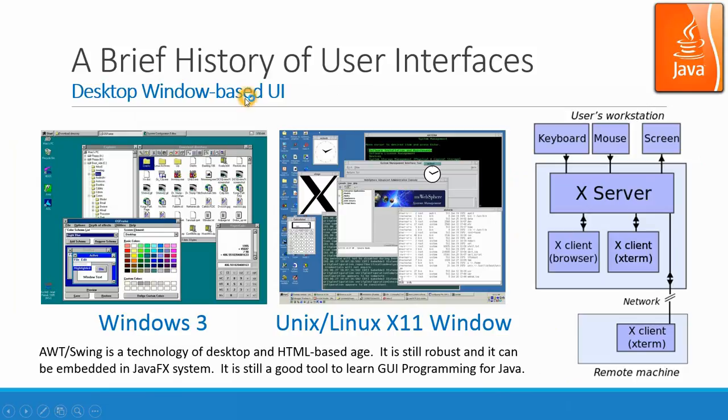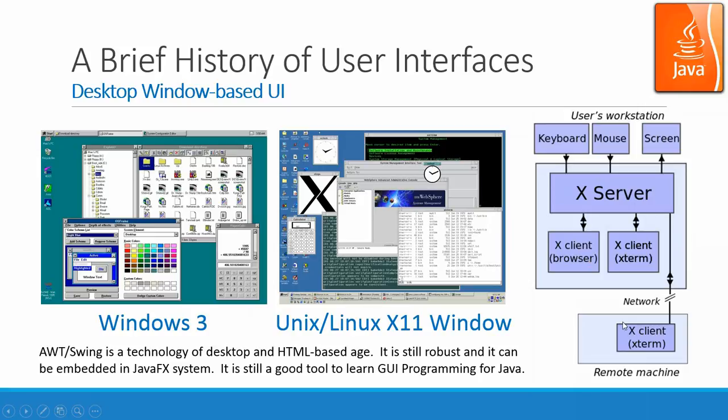The third one we would like to introduce is the desktop window-based UI. After the full-screen user interface, people started to think about whether it's possible to use windows. So right here, I show you the old Windows 3 system, and also the Unix, Linux, X11 windows. And both of them are windows. At this time, the main input devices are still mouse and the keyboard, and the output device is just the screen. And the system side, you have the X server and X client.